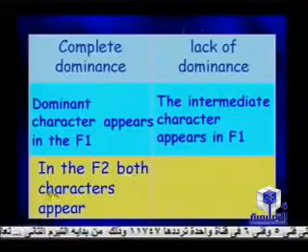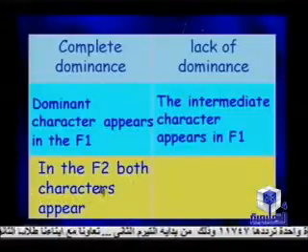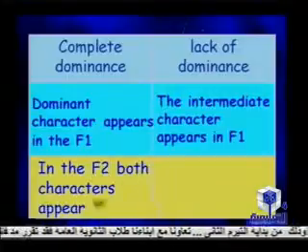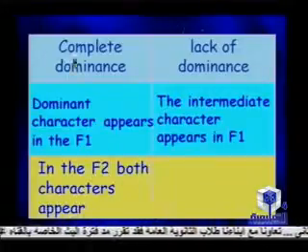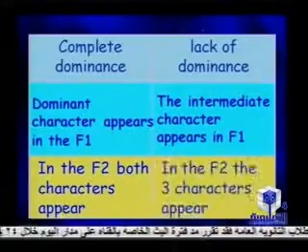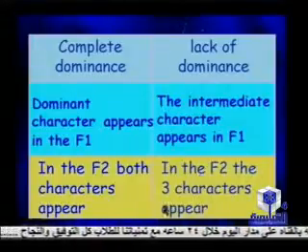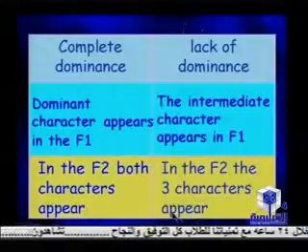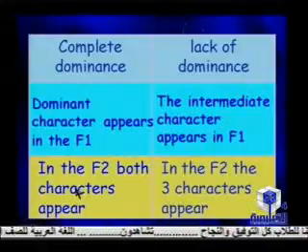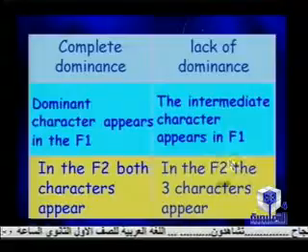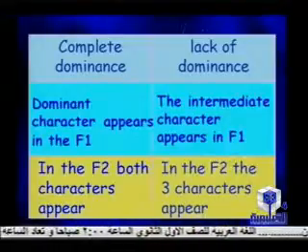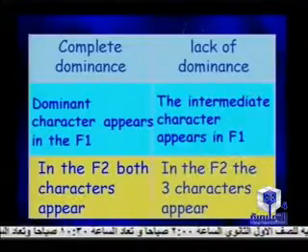In the second filial, or the second generation, both characters appear in complete dominance. In incomplete dominance, in the second filial or the second generation, three characters appear, as in the example of 1 red, 2 pink, and the third one is white. So the three characters appear.